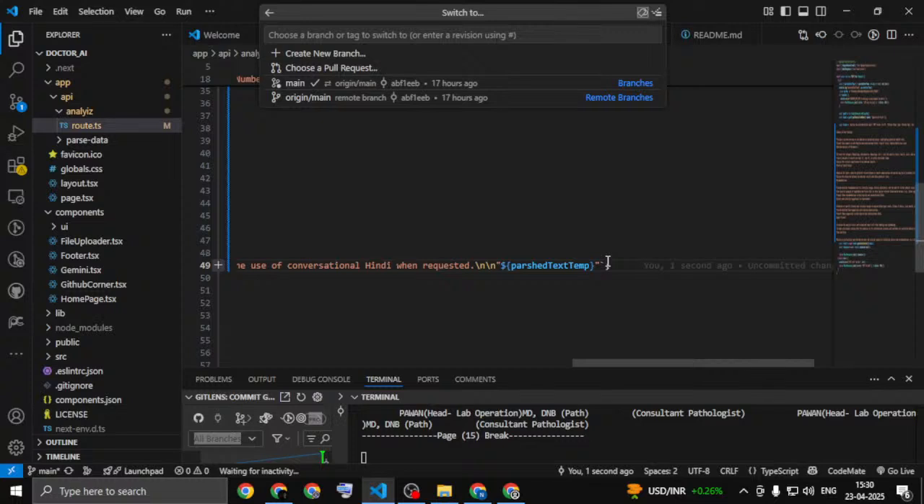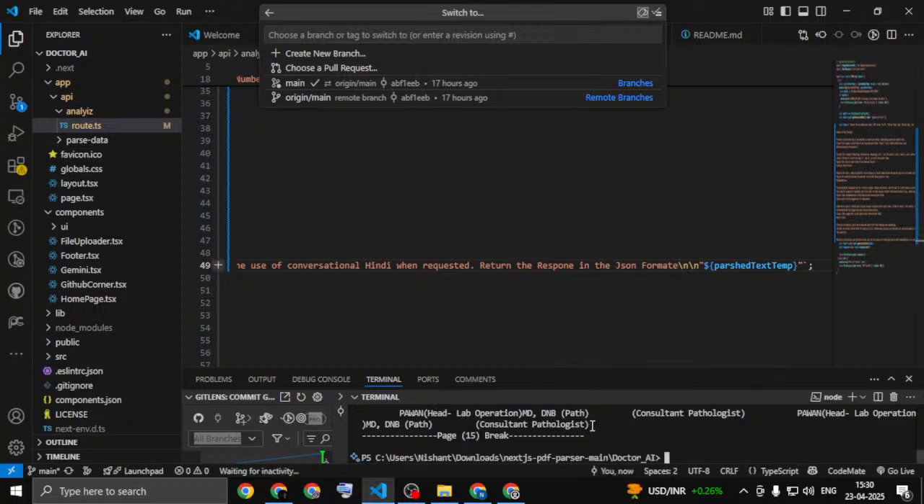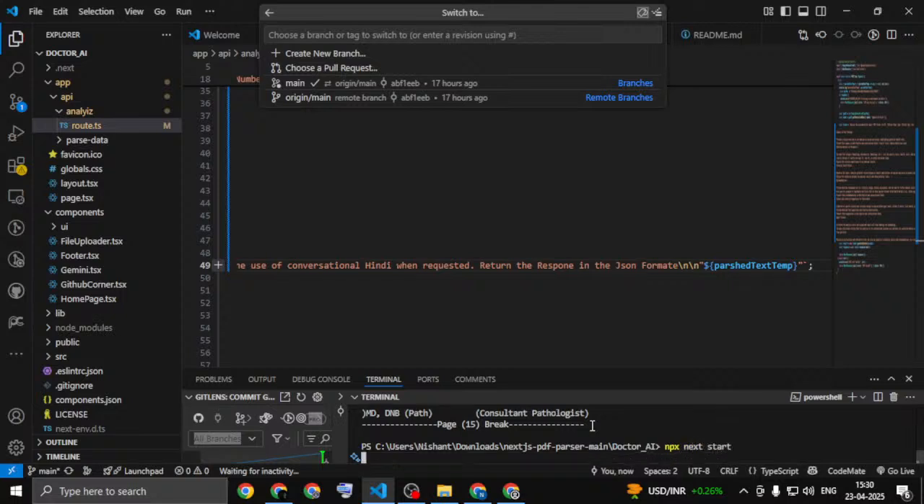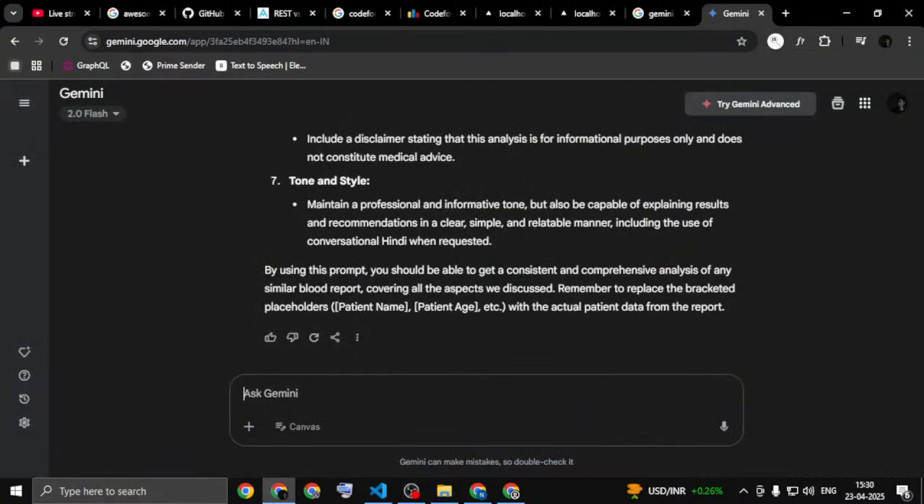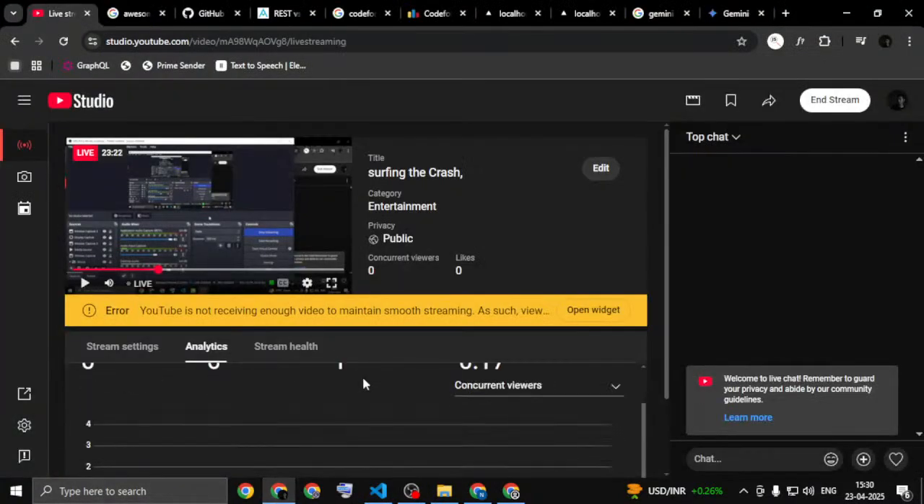Return the fonts in the JSON format. npx next start. It won't work, no no no, abort it. npm run build. I guess we are live. Are we live? Is it happening?